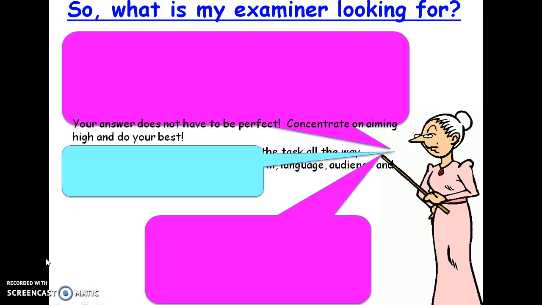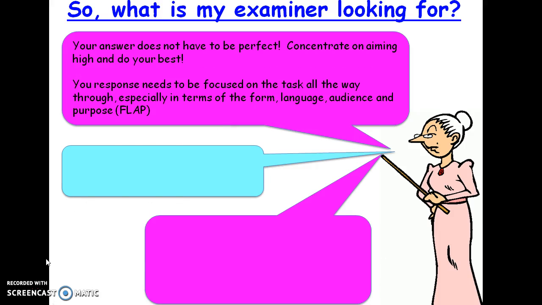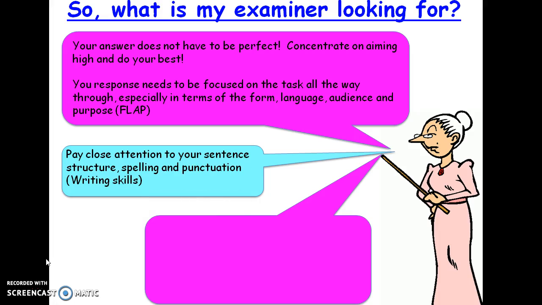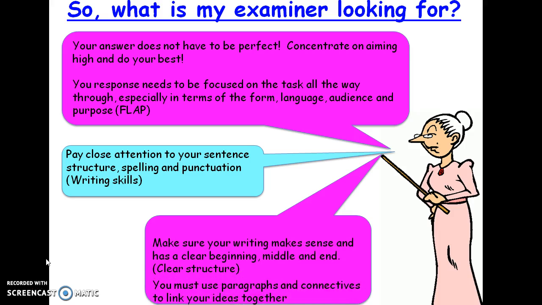So what am I being assessed for? The examiner isn't looking for you to write something perfect. What they want is something which is really good for somebody who is 15 or 16 years old. They're not expecting you to be able to write as a professional journalist. I'm just going to make sure it's really focused all the way through, particularly in terms of form, language, audience and purpose. I've got to pay really close attention to sentence structure, spelling and punctuation. There are lots of marks for that.